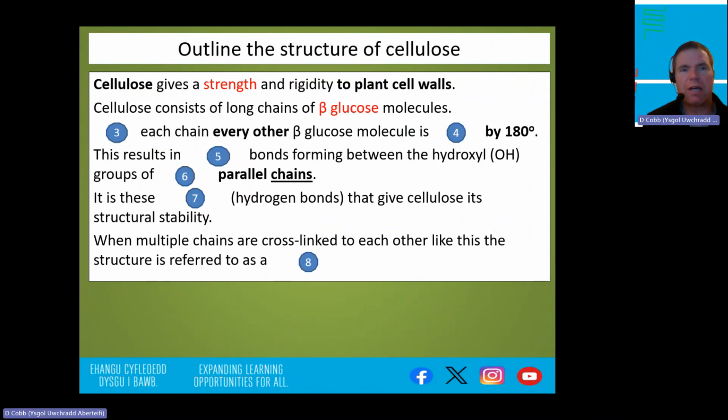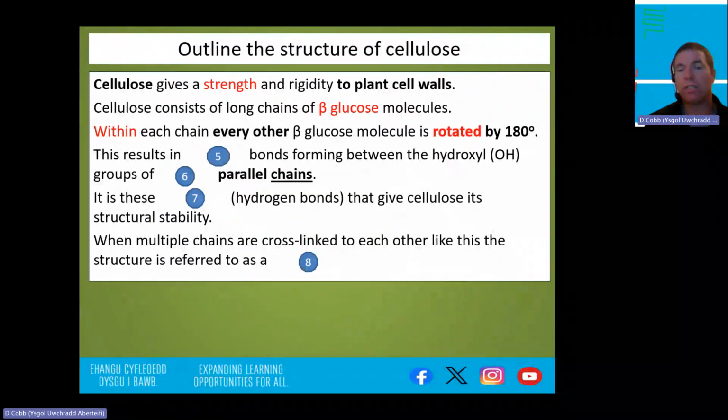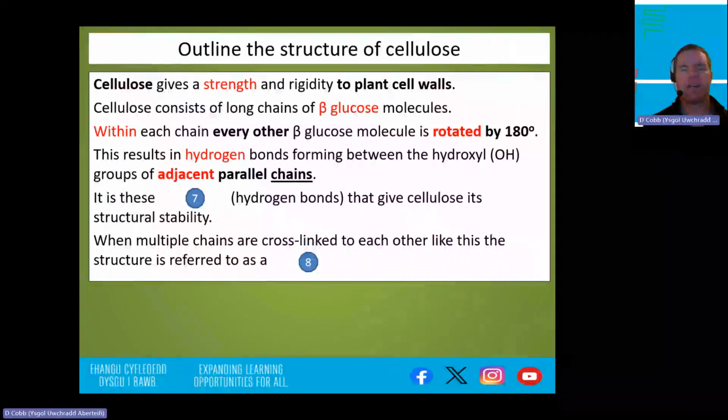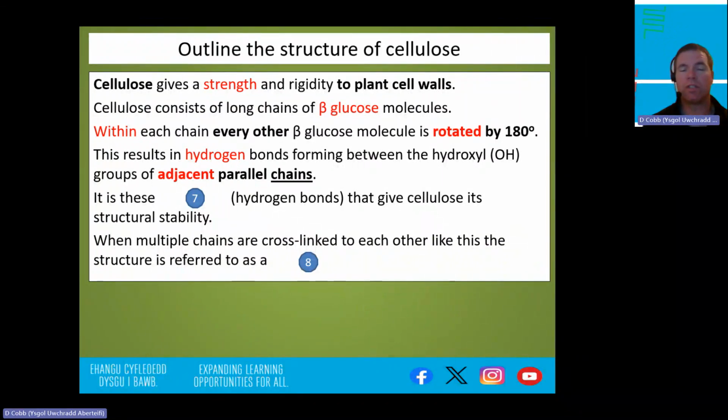And look at the word I've left out here. I've left out the first word, within, because that word, it's not a scientific word, but it just concentrates you on what you need to be referring to first. Just talk about what's going on within the chain. Every other glucose molecule is rotated, you could say flipped, by 180 degrees. And this results in hydrogen bonds forming between the hydroxyl groups of adjacent parallel chains. Again, those words I'm missing out there are meant to guide you. They're waypoints, the things you need to include. Adjacent is not a biological word, it just means alongside each other.